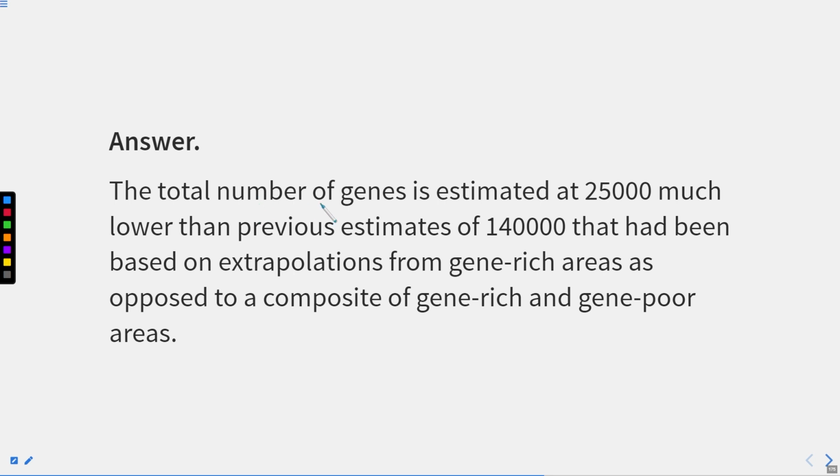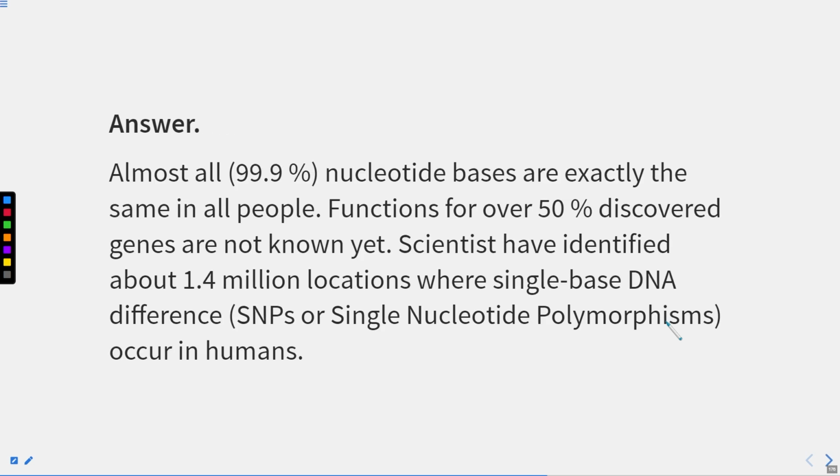What is the reason for this? Now, the total number of genes is estimated to be 25,000, which is much lower than the previous estimate of 1,40,000. This estimate was based on the extrapolation of the gene-rich areas. So they were only considering the gene-rich areas, and they extrapolated it. But actually in the human genome, we have a composite of gene-rich as well as gene-poor areas. So they ignored these gene-poor areas.